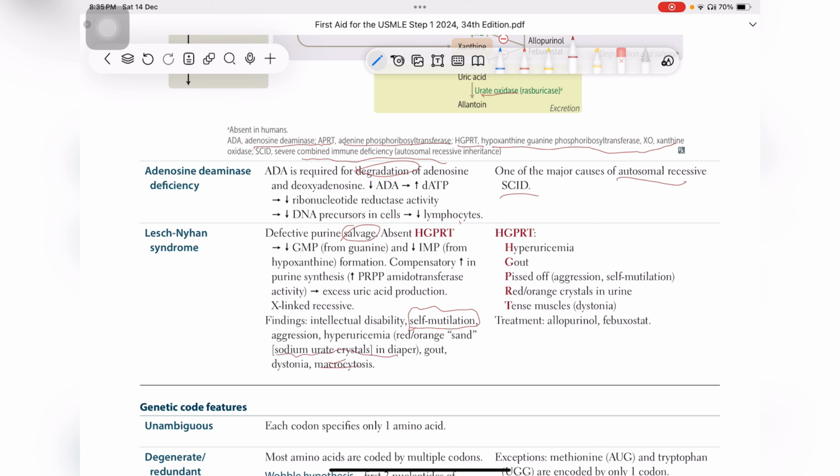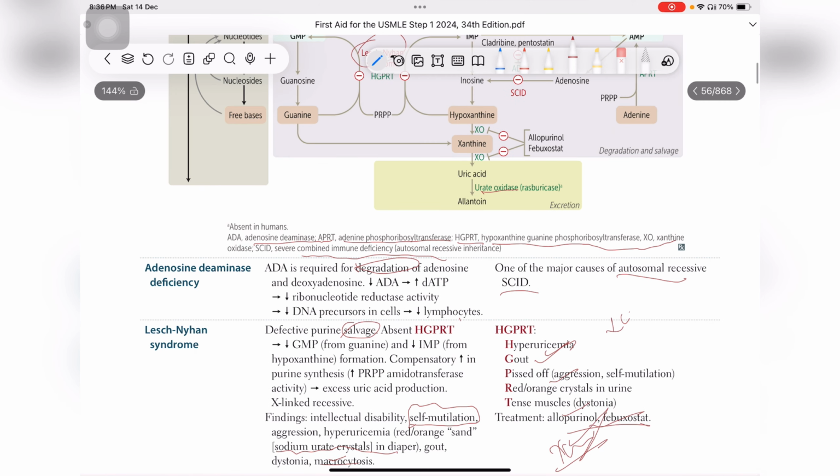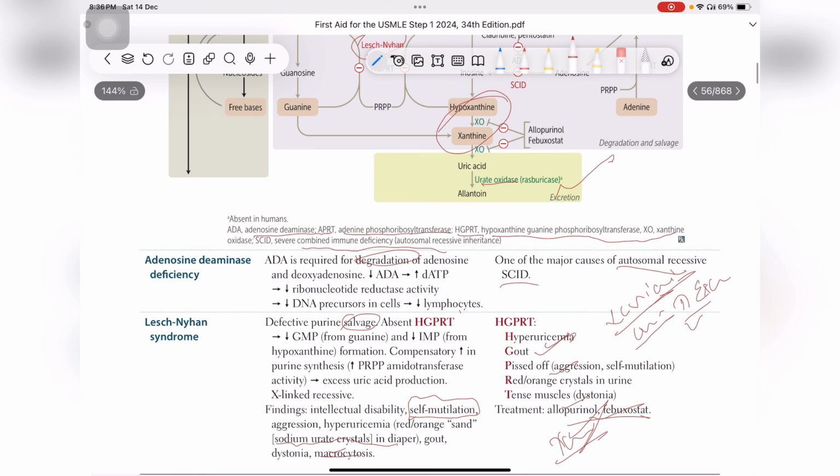Gout, dystonia, macrocytosis, HGPRT deficiency, hyperuricemia, gout, which is aggressive with self-mutilation, red-orange crystals in urine, tense muscle. Treatment is allopurinol and febuxostat, which decrease the formation of uric acid. This is important: these decrease the formation of uric acid, whereas urate oxidase will increase the excretion of uric acid.